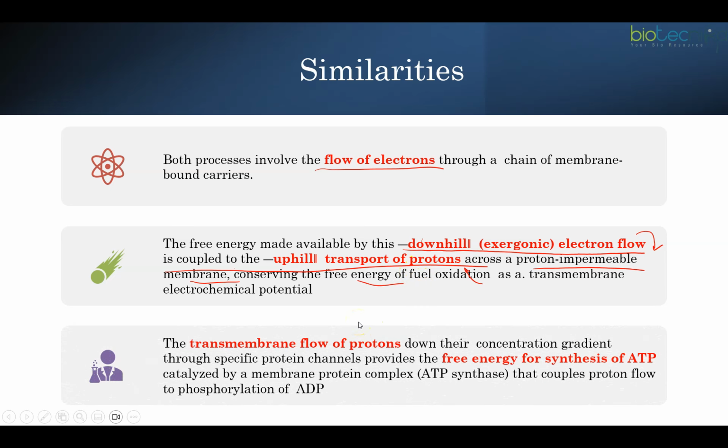And the last point is that there is a transmembrane flow of protons down their concentration gradient through a specific protein channel, which provides free energy for the synthesis of ATP. In both of them, it is catalyzed by ATP synthase, a membrane protein complex that couples the proton flow to the phosphorylation of ADP to ATP.